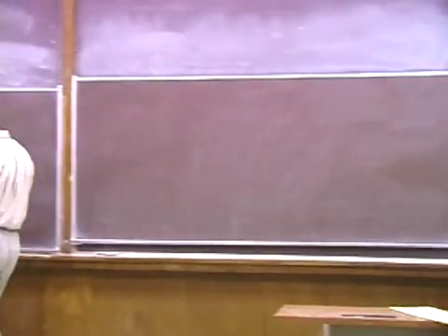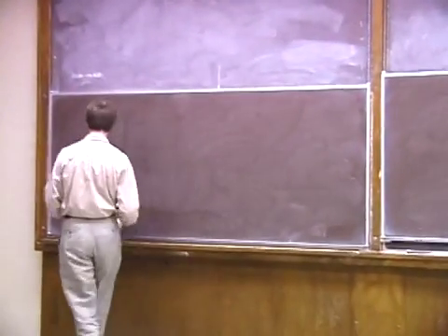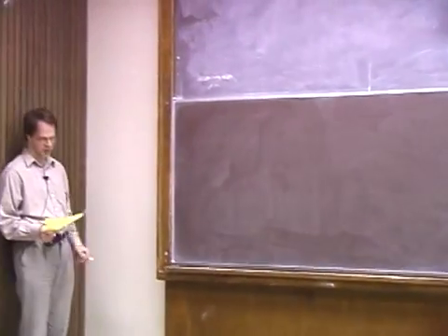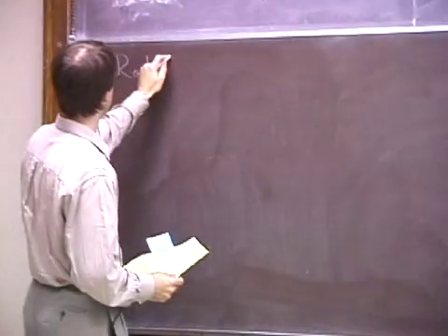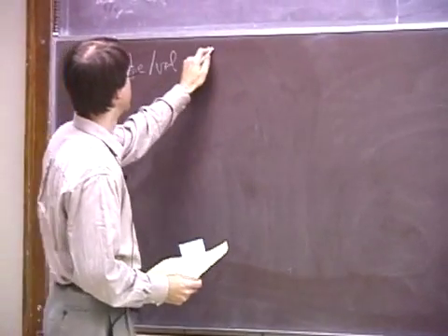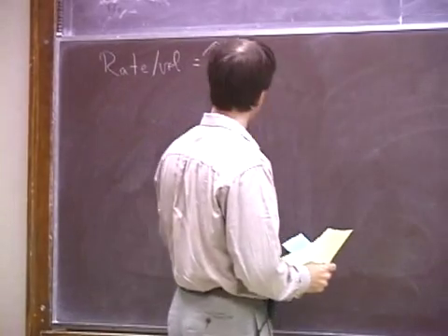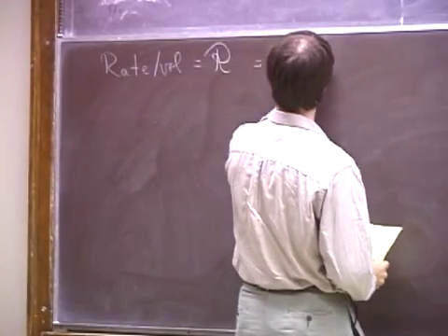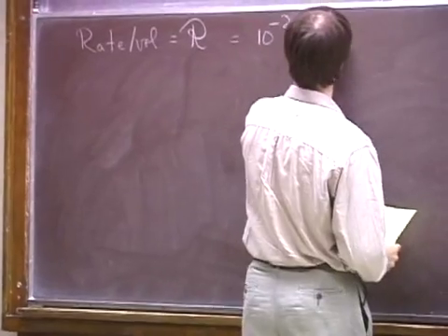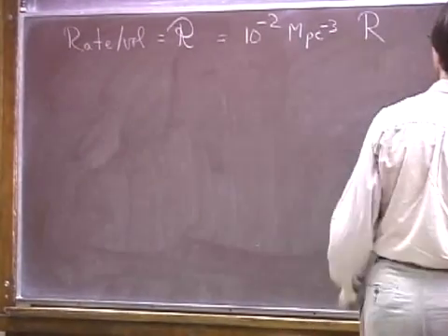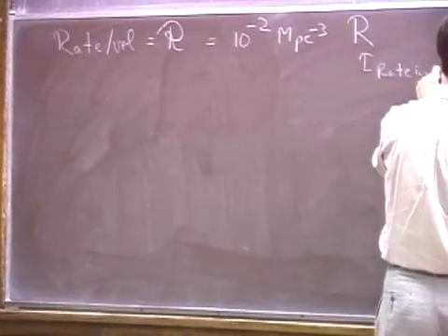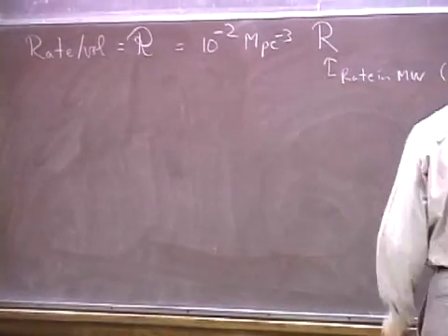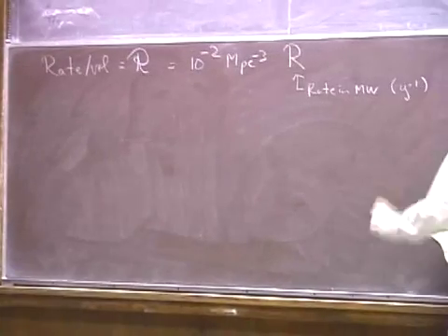So, if the rate that you're interested in is from fairly young stars, for which the current galactic star formation rate is the relevant thing, then the rate per unit volume in the universe, which I'll denote by a curly R, is about 10 to the minus 2 per cubic megaparsec times the rate in the Milky Way, where this is in units of per year.